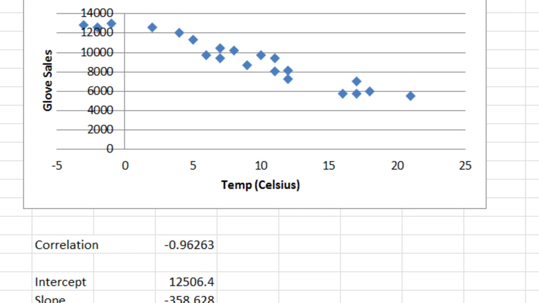Again, the graph helped me realise that I would expect to see a minus value. In this case, it's saying that for every degree Celsius the temperature goes up by, we would expect the glove sales to go down by approximately 359 if we were to round it to the nearest value. And that is essentially all you need for doing regression and correlation on Excel.